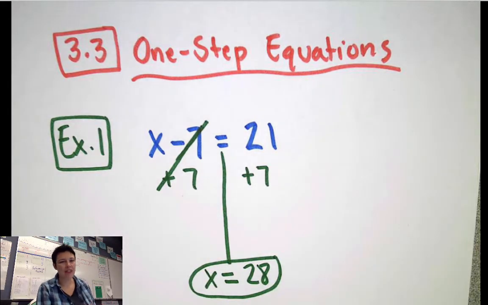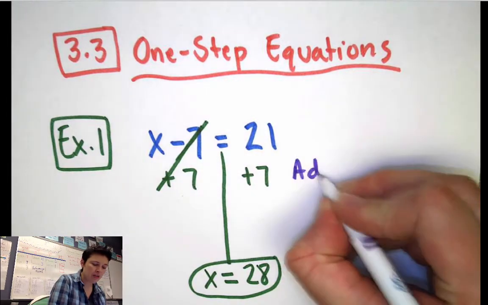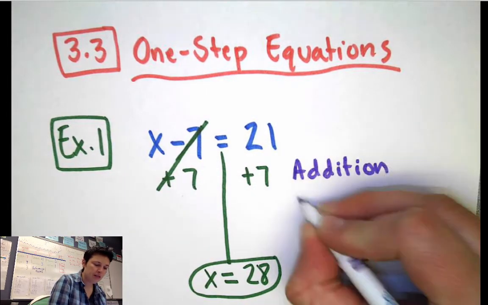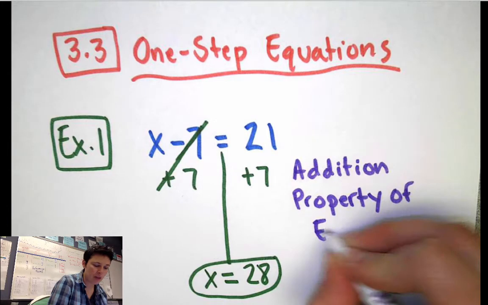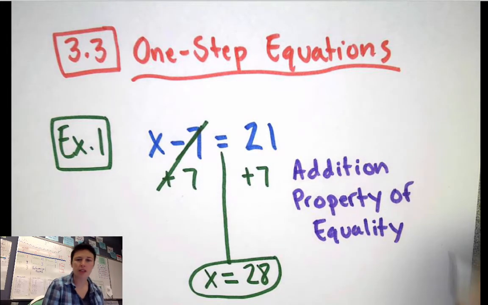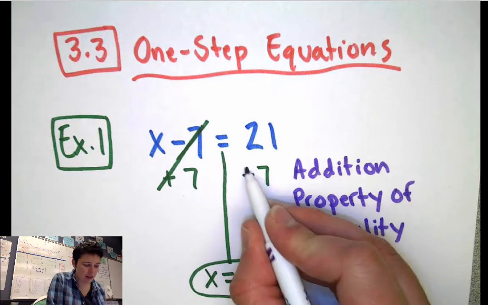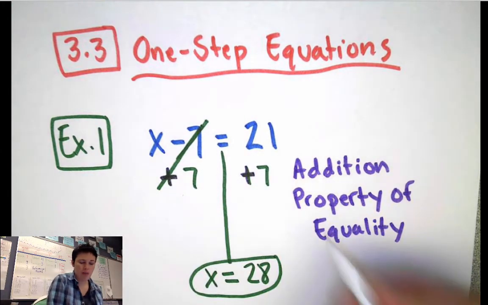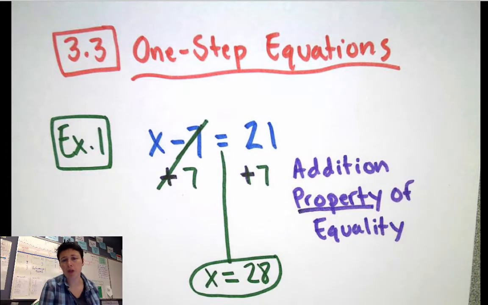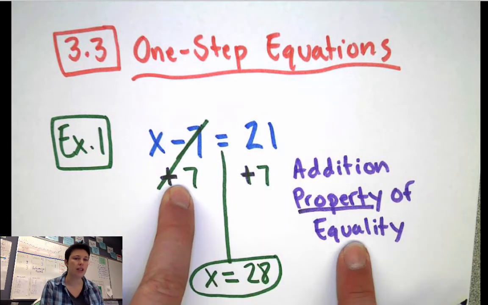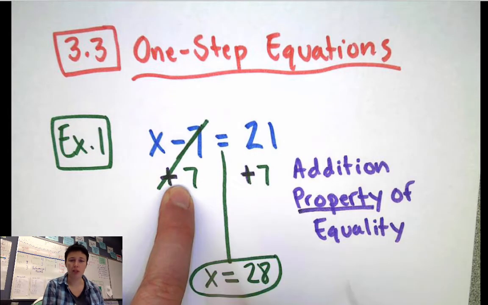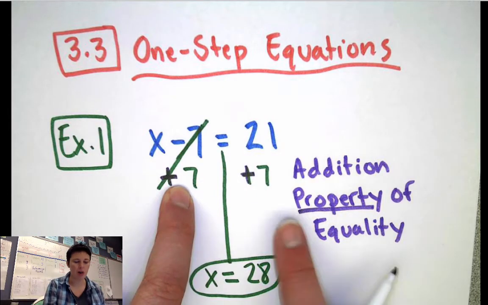We actually have a fancy name for this in algebra. We call this step the addition property of equality. Addition property of equality. And what that means is we're using adding because we added the 7, so that's why we call it the addition property. In math, property is another way of saying it's a rule. So this is an addition rule about doing something equally. We're adding 7 equally to both sides. So that's where the equality comes in. So we're adding, it's a rule about equally to both sides, so addition property of equality.